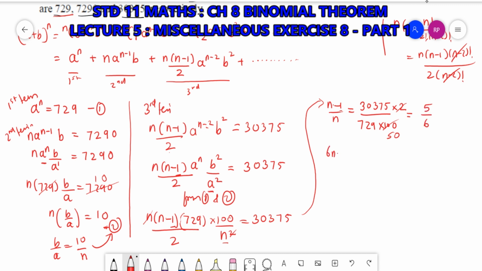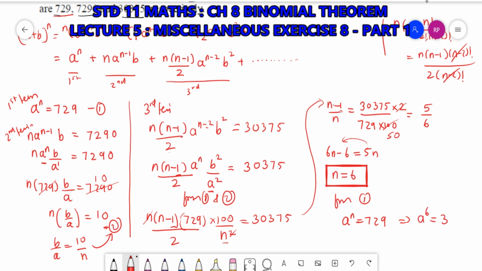So 6n minus 6 will be equal to 5n. When this goes here, n equals 6. We got the value of n as 6. Clear? Now from equation 1, a raised to n equals 729. We know that 3 raised to 6 is equal to 729. So a raised to 6 equals 3 raised to 6. What does this show? a is equal to 3.